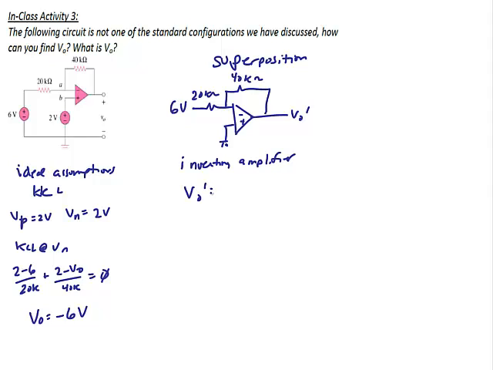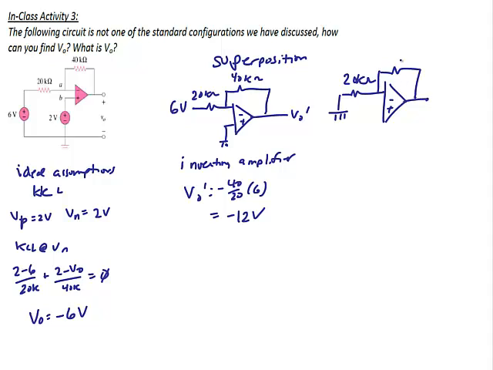So V0 prime is equal to -40 over 20 times 6, or -12 volts. So now we need to turn the 2 volt on and the 6 volt off. So I'll ground the 6 volts. Here's my input resistor, which is 20 kilo ohms. There's my negative terminal, my positive terminal. The feedback resistor, which is 40 kilo ohms. The output is VO double prime.